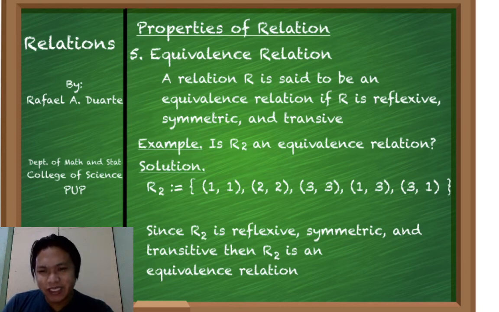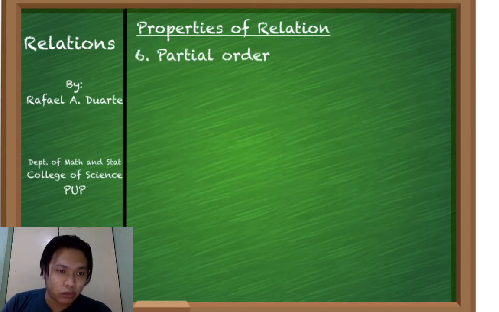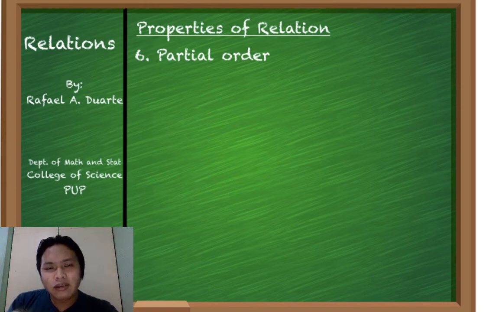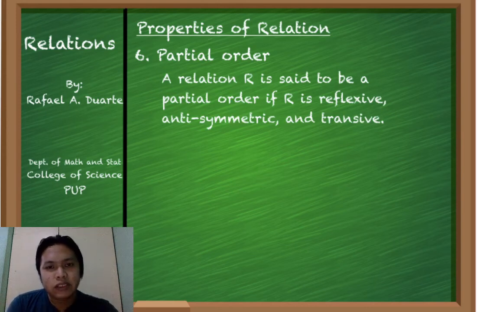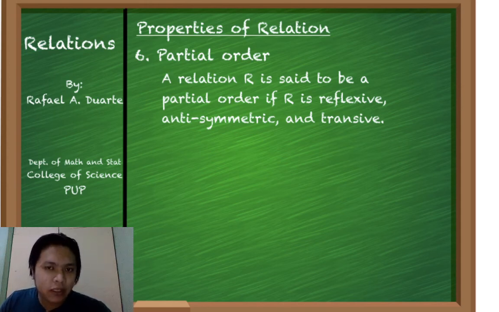Okay, let's move on. That's actually the fifth property. So, we'll go to the last property, which is the partial order. What does partial order mean? Actually, it looks the same as the equivalence relation. The only difference is the second property. If an equivalence relation holds reflexive, symmetric, and transitive, this time, the partial order holds reflexive, antisymmetric, and transitive. That is the difference: symmetric and antisymmetric.